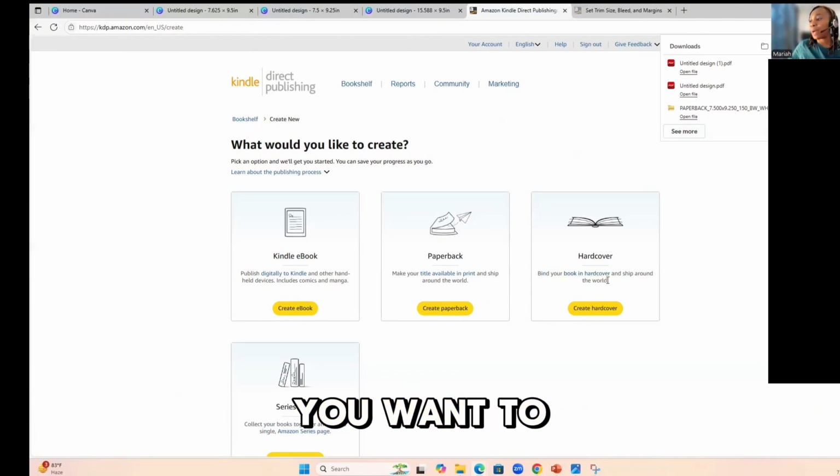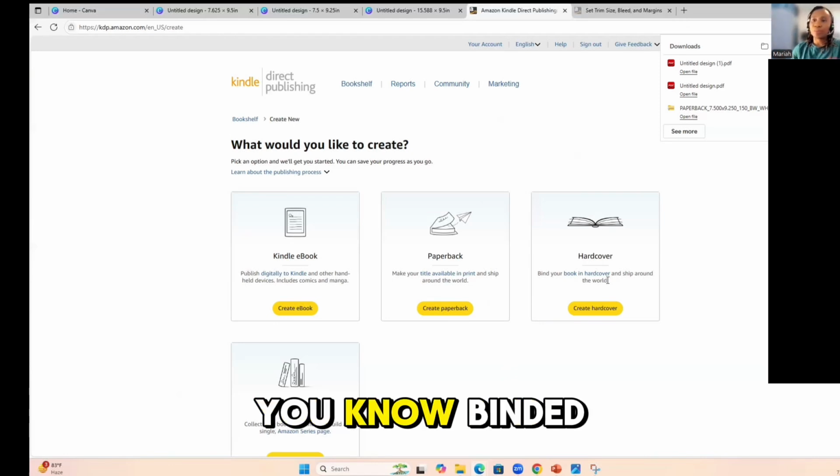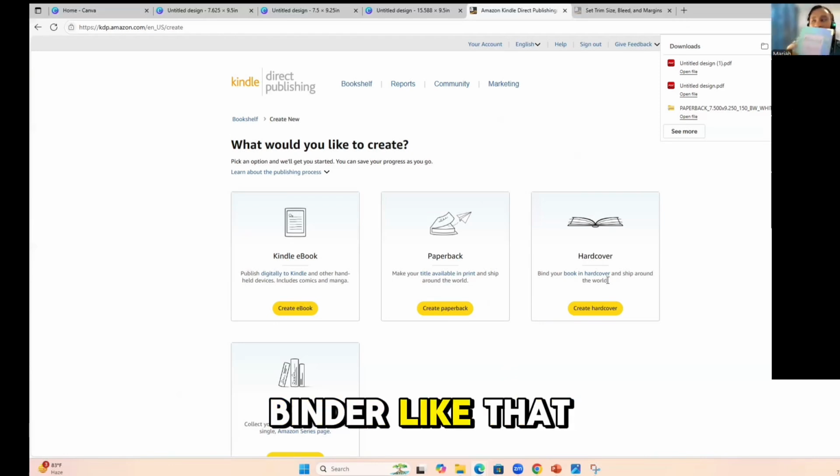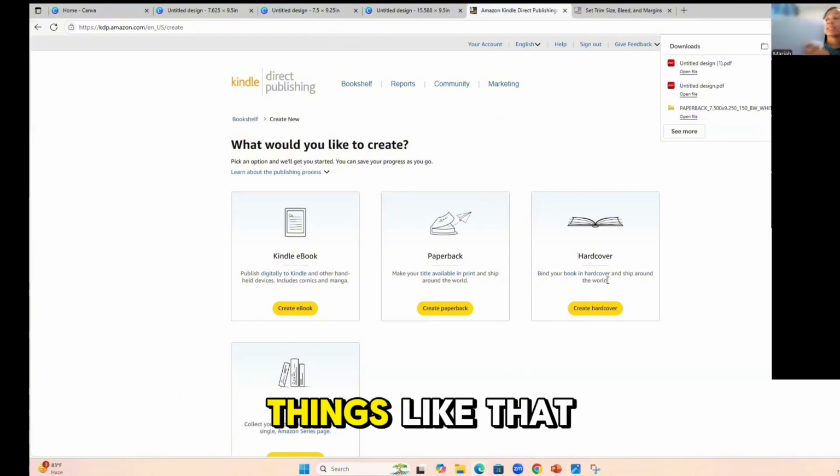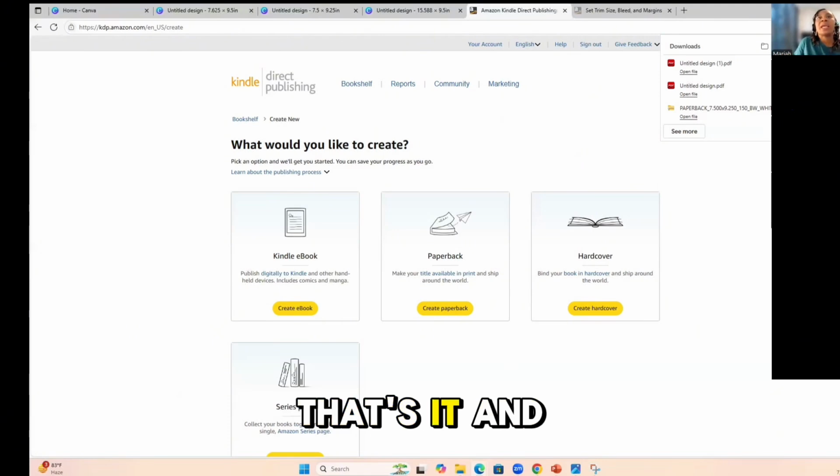Then hardcover, where you want to bind your books, you want it to come out bound. Okay, I have another one here. Where is it? Yeah, this one. Bound like that, things like that. So you want it to be hardcover. That's it. And then series pages.